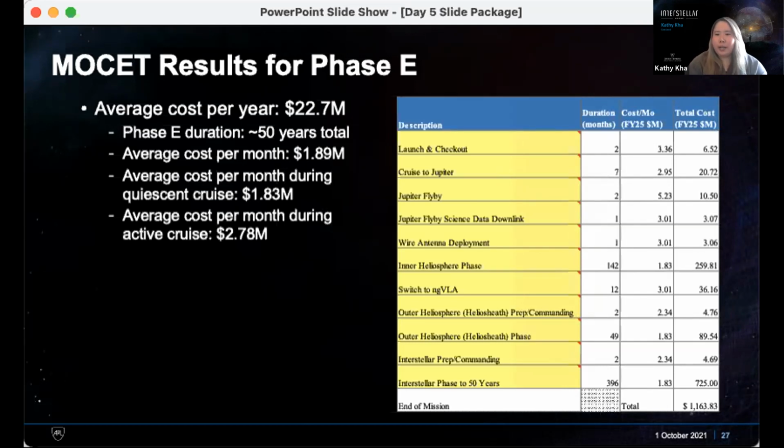And then on the right there is the model output for MOSET. So you can see what those fluctuations actually look like in terms of the various activities going on during phase E. And then all of that rolls up at the bottom to 1.163 billion for 50 years. Next slide, please.